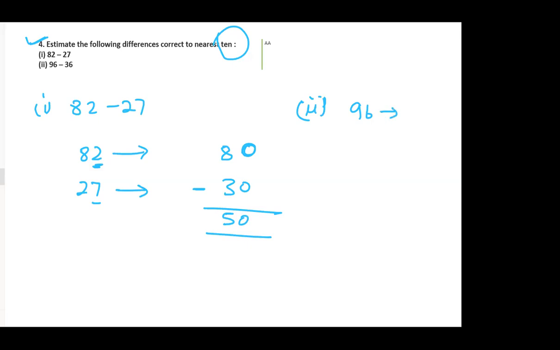96 and 36, round off. Okay, last 10 minutes are left. So round off 96 to the nearest 10, you'll get 100. And round off 36, you'll get what? 40. So now subtract 40 from 100, you will get 60. Is it clear?